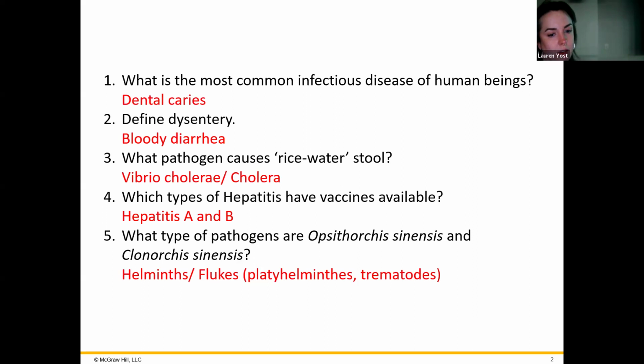So there's their nice fancy little words for them. Platyhelminthes and the trematodes.